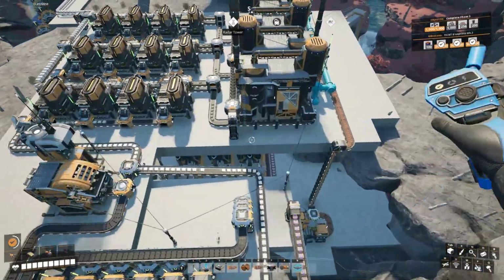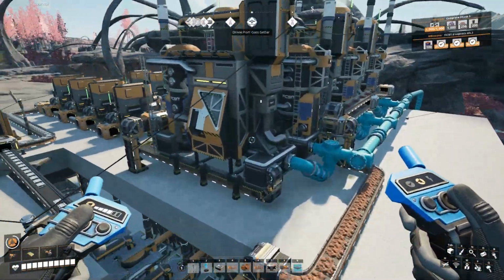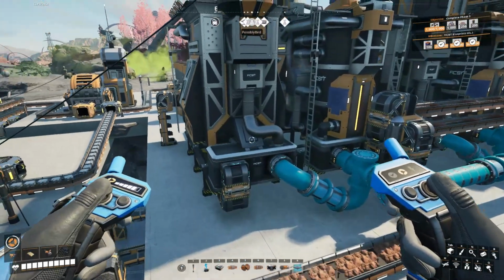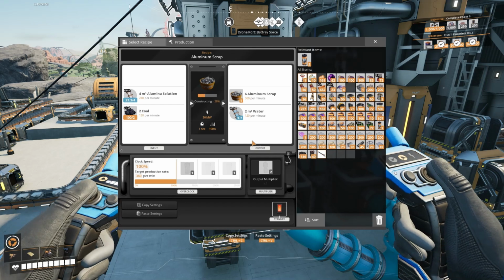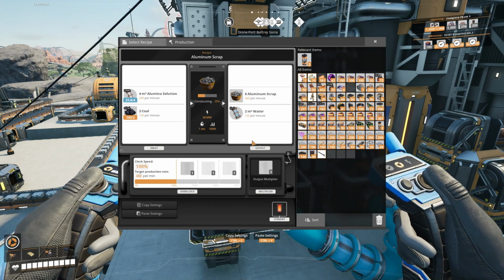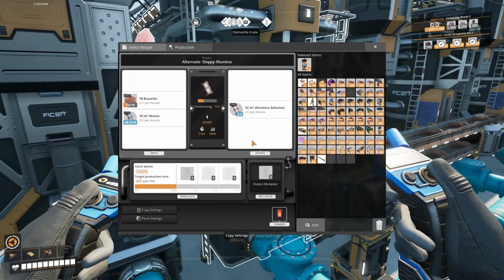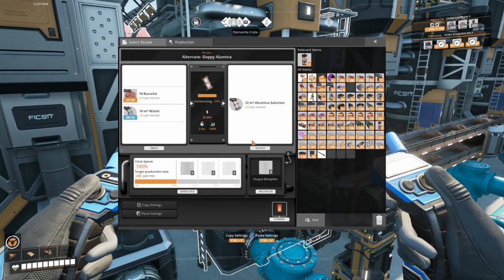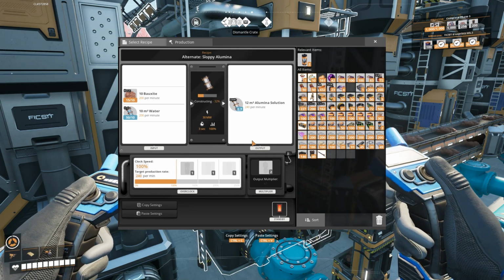Up here I have two versions of sloppy alumina to aluminum scrap factories using the new and old water recycling methods. Sloppy alumina, aluminum scrap, has a 60% recycled water rate, which is moderate difficulty. We're using the bottom tap junction again for the new factory, and it has had 0 issues.